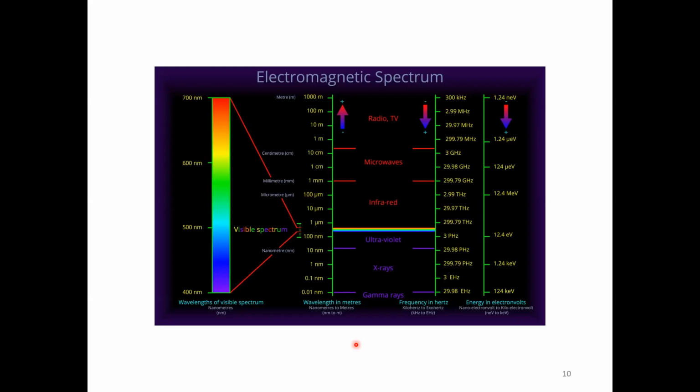Okay, do you understand what the visible spectrum is? Yes, sir. Don't forget it. What is the range? 700 to 400 nanometer. And 700 is the red, 400 is violet.